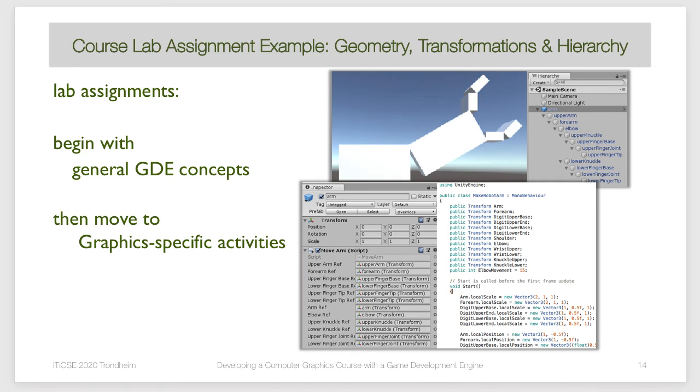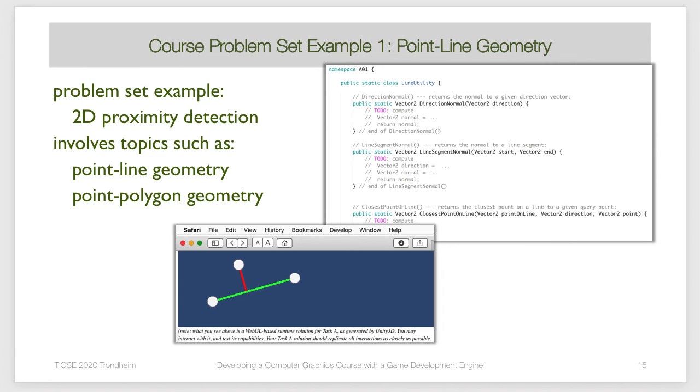And we implement it in the GDE, and we, this way, teach geometry, relationship between geometric components and transformations, and the hierarchy, both of transformations and the components. Now, to go into more complex examples, let's take a look at a problem set that involves point line geometry.